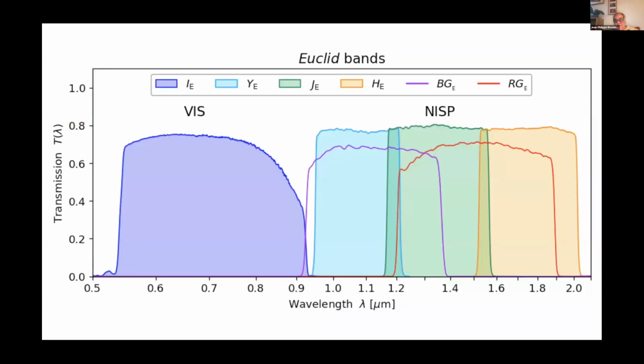I leave these slides for reference, so that if later you wonder what the performance of Euclid is, you can have this available. So you see it is basically going from 0.55 to 0.9 micron for the VIS, and then in the infrared, these are the standard bands.